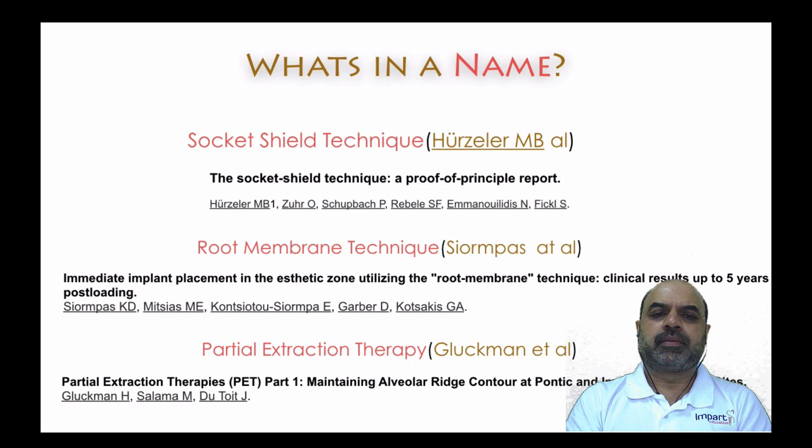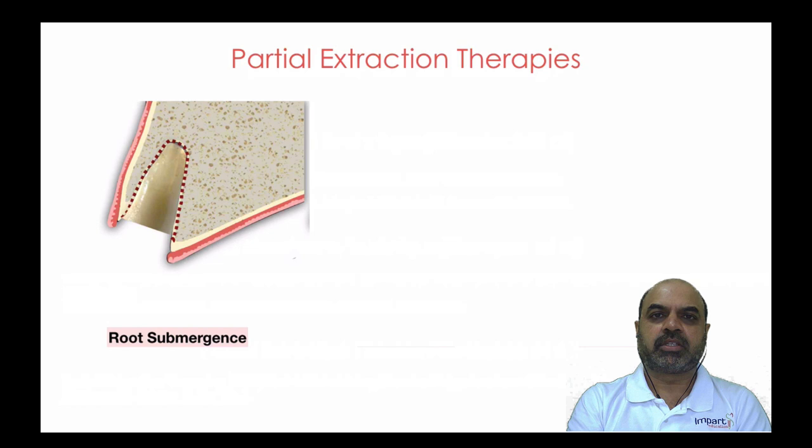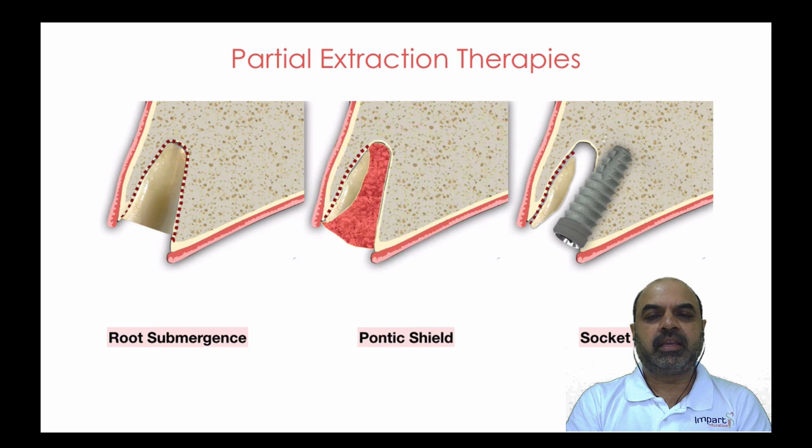Going ahead, the group of Salama brothers and Gluckman went ahead and further improvised on the socket shield technique and came up with very specific guidelines on how the shield needs to be prepared and how the implant needs to be placed. And they also defined a few other procedures along with the socket shield technique, which are the root submergence technique and the pontic shield. So the partial extraction therapies actually comprise three different procedures. One of the procedures is the socket shield, which is associated with placing the implant and rehabilitating that site with an implant supported restoration, whereas the other two techniques, the root submergence and the pontic shield technique, are techniques more to maintain the pontic site dimension post extraction.